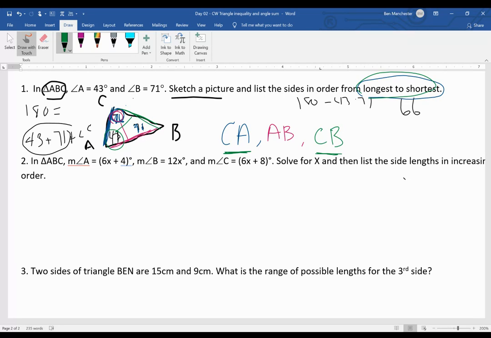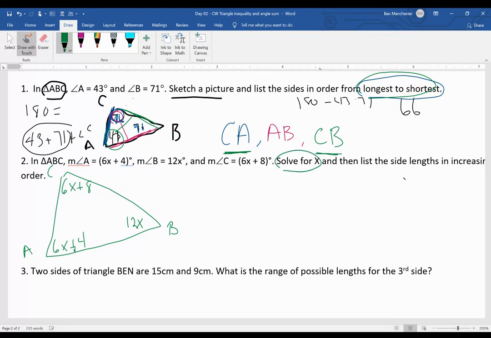Okay, next one we have another triangle ABC. So let me see if I can draw this one nicer with my pen now. Okay, so here is A and here is B and here is C. So A is 6x plus 4 degrees and B is 12x degrees and C is 6x plus 8 degrees. Okay, so we need to solve for x.